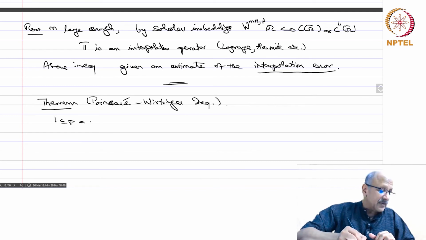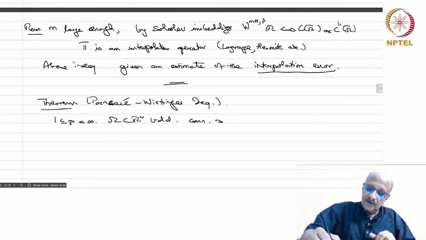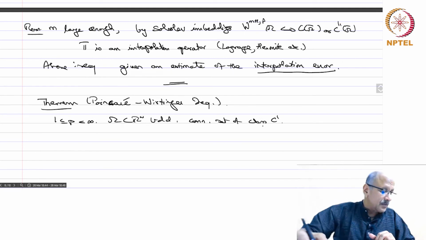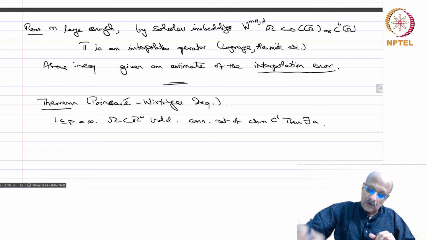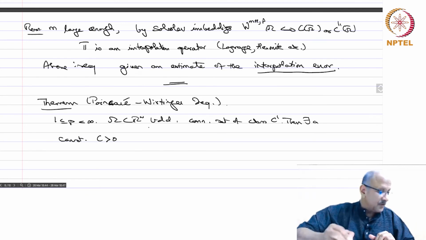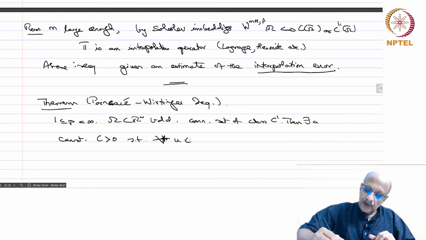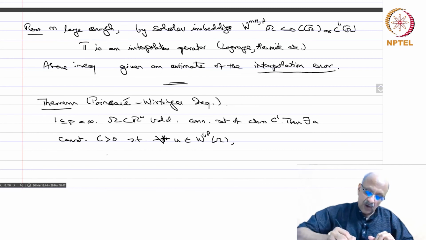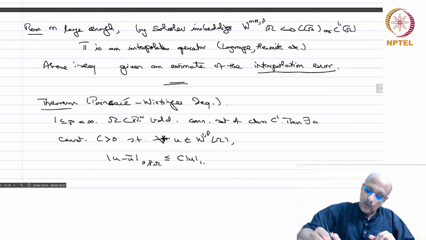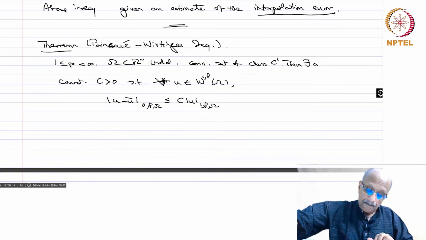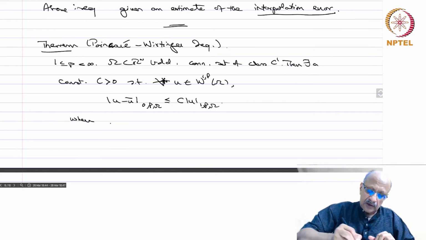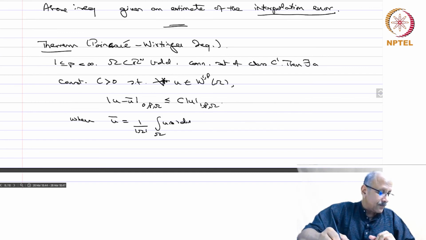Let 1 less than or equal to p less than infinity, and omega in R^n a bounded connected set of class C^1. Then there exists a constant C positive such that for every u in W^{1,p}(omega) we have the L^p norm of u minus u bar is less than or equal to C times the W^{1,p} norm of u, where u bar is the average, equal to 1 over mod omega times the integral over omega of u(x) dx.